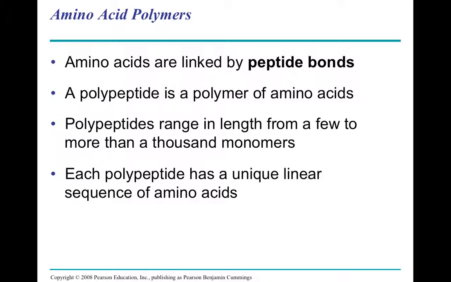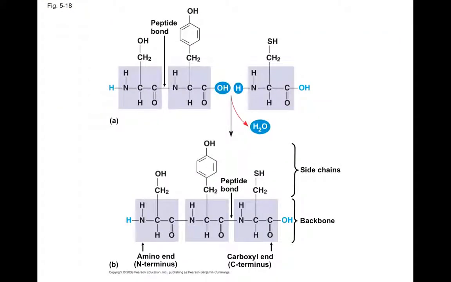But anyways, so amino acids are linked by peptide bonds, which we talked about. And a polypeptide is a polymer of amino acids, so lots of amino acids joined together. Polypeptides range in length from a few to more than 1,000 monomers, and each polypeptide has a unique linear sequence of amino acids. So here is a dehydration reaction where you're forming a peptide bond, right here, peptide bond.